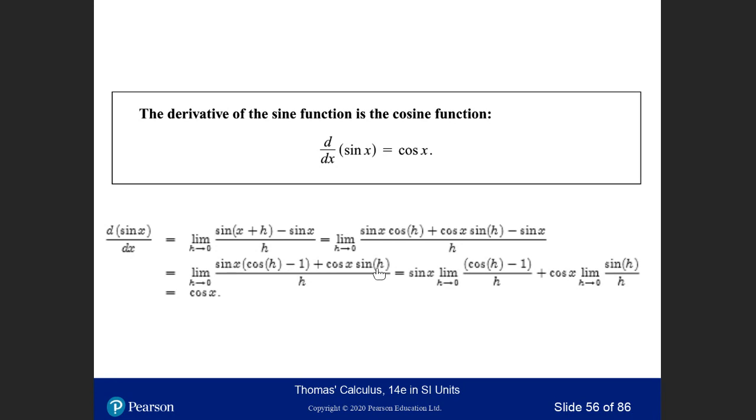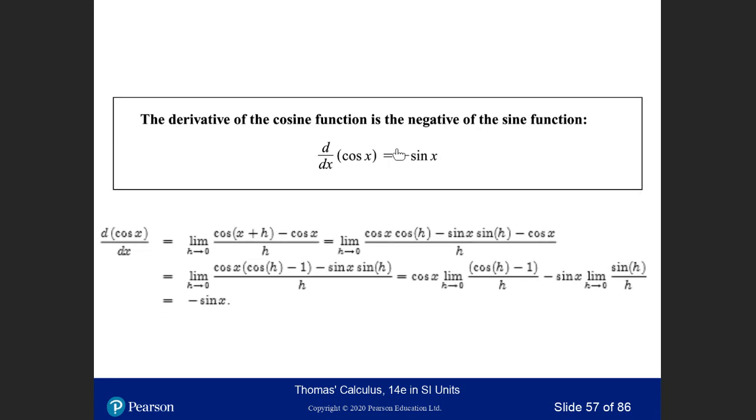Now let's look at the other term. You have cosine of x times sine h over h, and you take the limit as h goes to 0. Now here we know that we have proved this using the sandwich theorem. Sine h over h as h goes to 0 has limit 1. So that's 0, and that's equal to 1 times cosine x, and the result is cosine x. So we use the basic formula for the definition of the derivative, and you can get the derivative of the sine function easily.